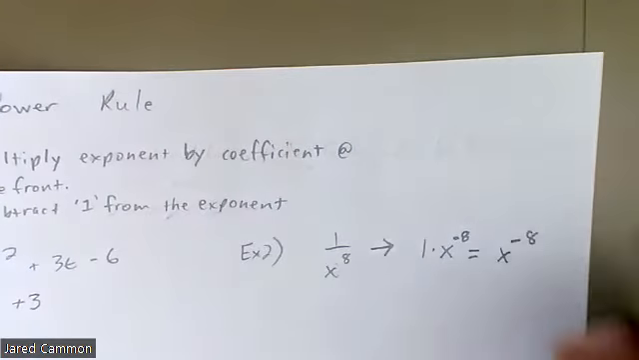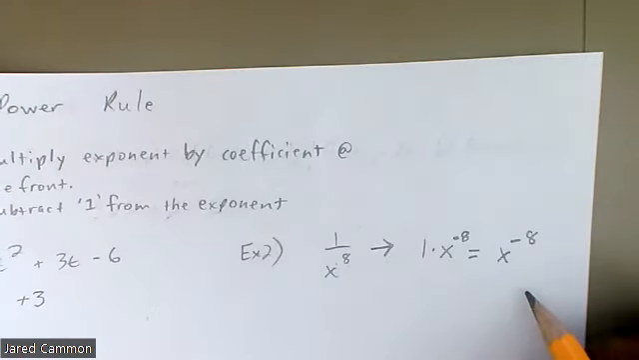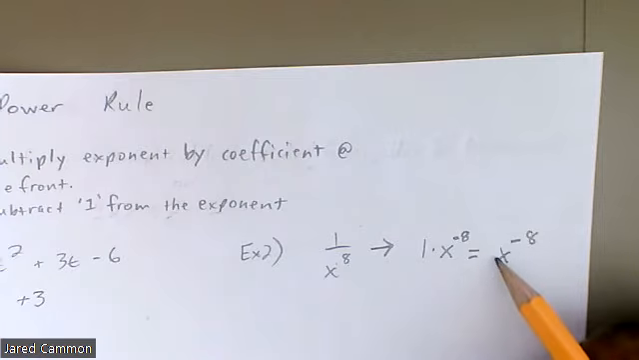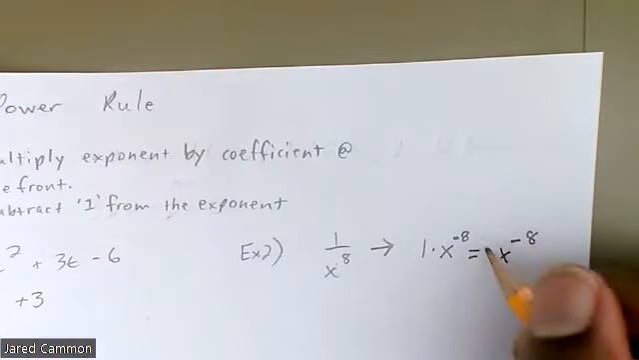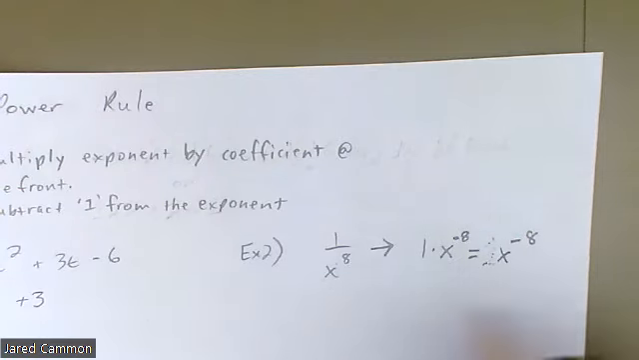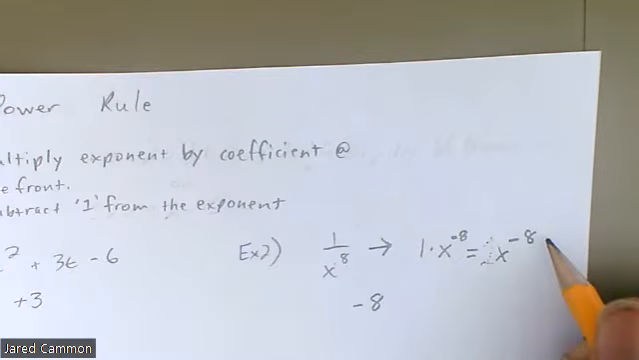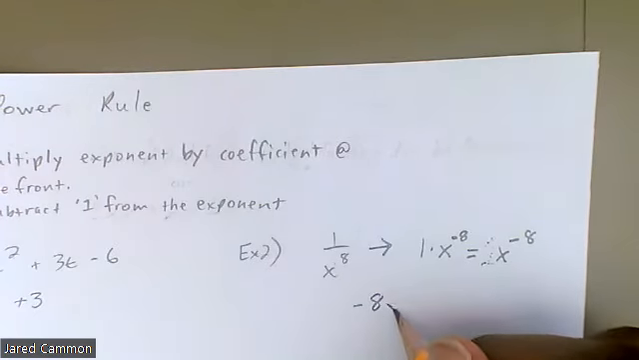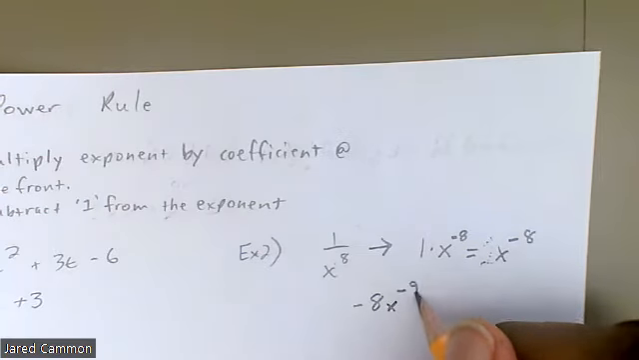So how do we take the power rule here? Same thing we did before. Take the exponent, multiply it by the coefficient in front. Here, if there's nothing in front, you understand that there's an invisible 1 as a coefficient. So -8 times 1 will give us -8. And then you subtract 1 from this exponent here. -8 minus 1 is -9. So we have -8x to the -9th.